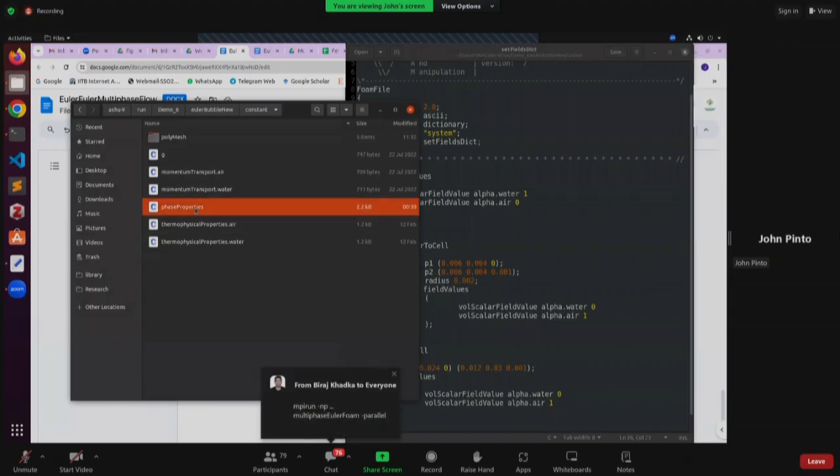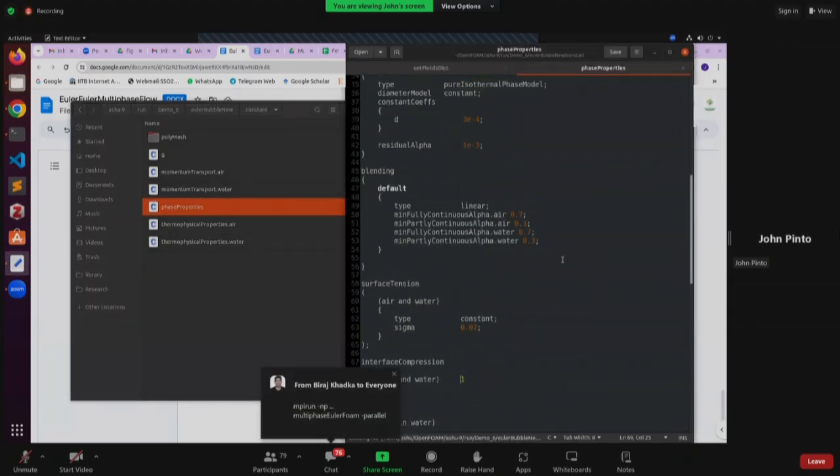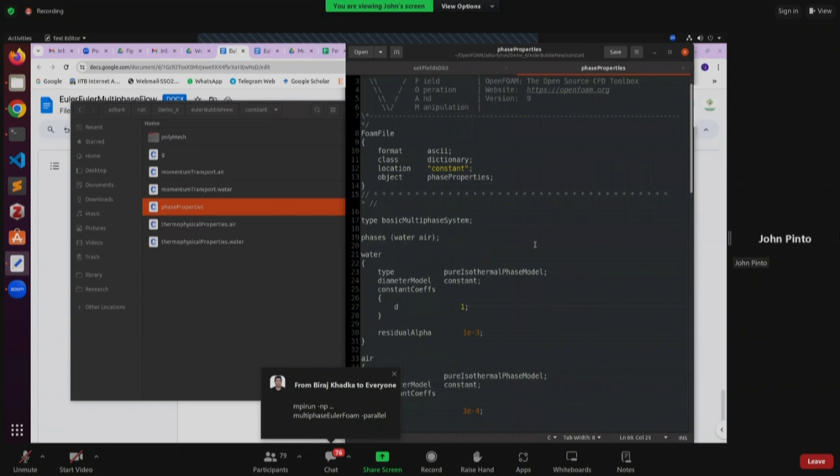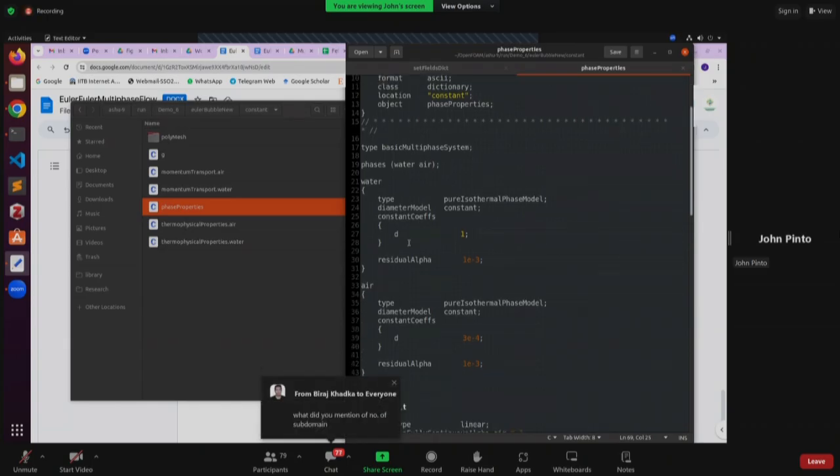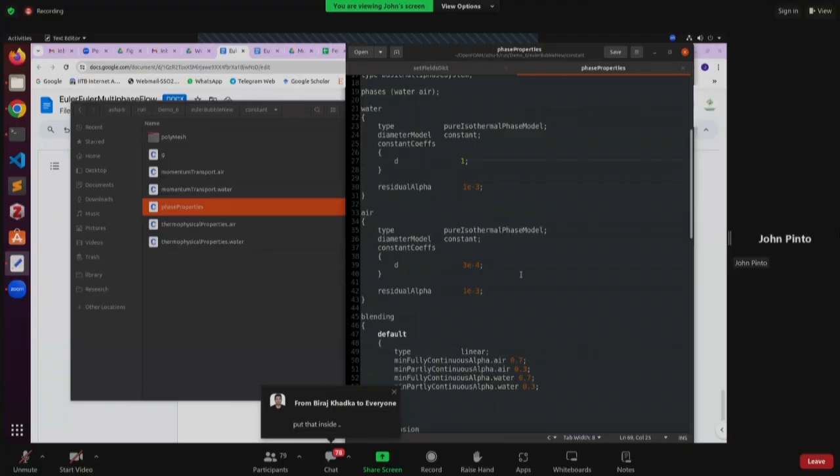So in constant phase properties, we first have to specify what are the different phases. In this case, we have water and air. Then, what is the phase model? We are going to consider the constant diameter model. So we need to specify the diameter of the phase. This will be needed to calculate the drag force, right? Because water is a continuous phase, we have given a diameter of 1. Air is a dispersed phase. We have given a diameter of 0.3 mm in this case. And again, we are considering the diameter to be constant.